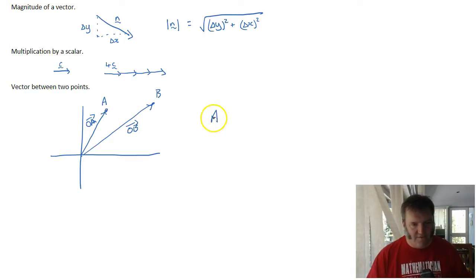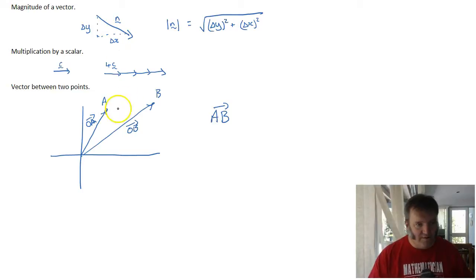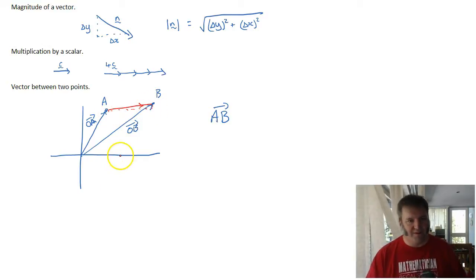How do I find vector AB? We know what it looks like on here. I simply go across from A to B. How would I find that? The same way I normally do. It's sort of like a gradient, isn't it? Rise over run. So do the change in the vertical components and a change in the horizontal components.